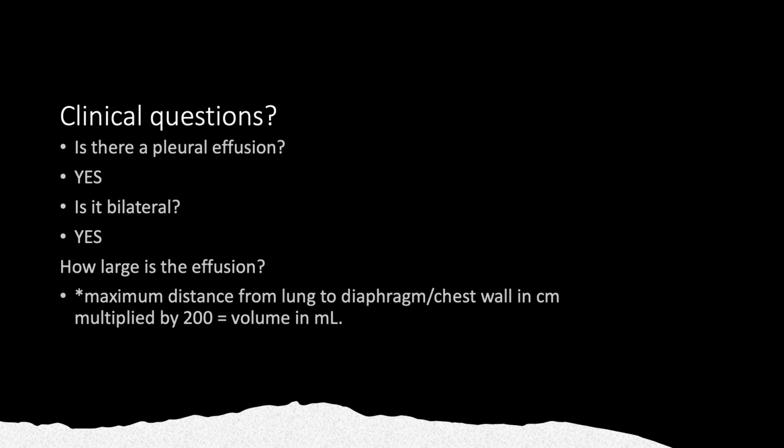Just as a side note, you can also estimate pleural effusions with ultrasound, and it's usually the maximum distance from the lung to the diaphragm or chest wall in centimetres multiplied by 200, and that'll equal your volume in mL. So it's a rough estimation and it can just give you an idea of the volume.